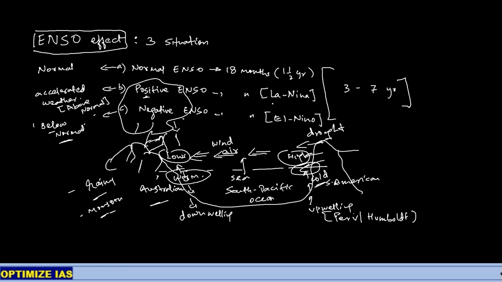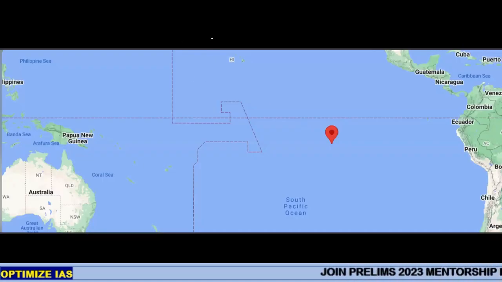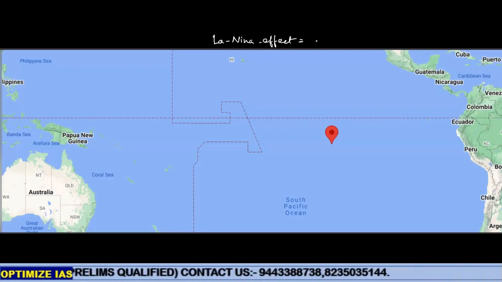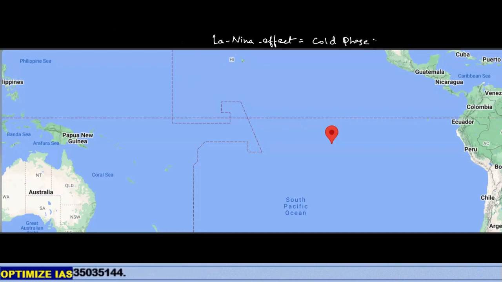So what happened during La Niña? During La Niña, if you observe, which phase is it called, with which effect? This is also called the cold phase of ENSO, El Niño Southern Oscillation. What happens here?